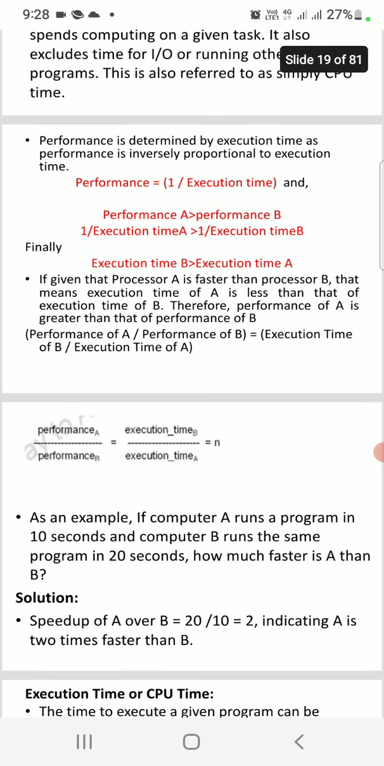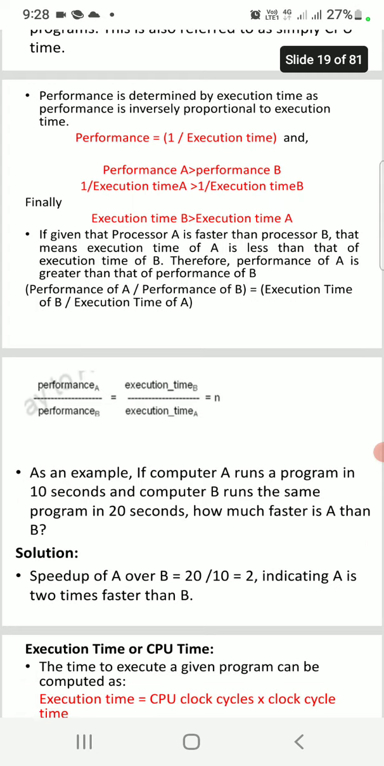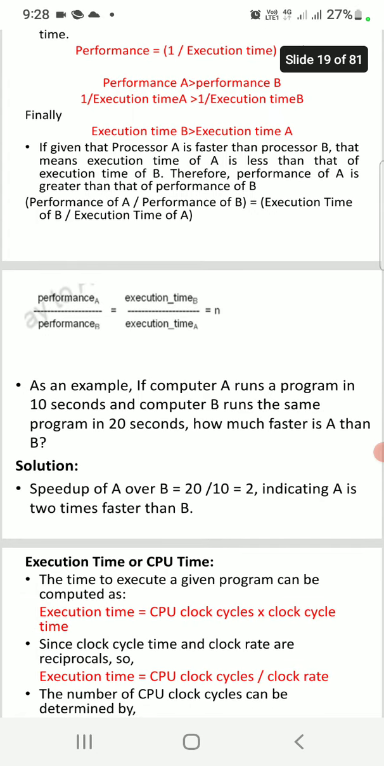An example: if computer A runs a program in 10 seconds and computer B runs the same program in 20 seconds, how much faster is A than B? Speedup of A over B is 20 divided by 10, which is 2, indicating A is 2 times faster than B. Second, we go on to calculate the execution time of the CPU. The time to execute a given program can be computed.